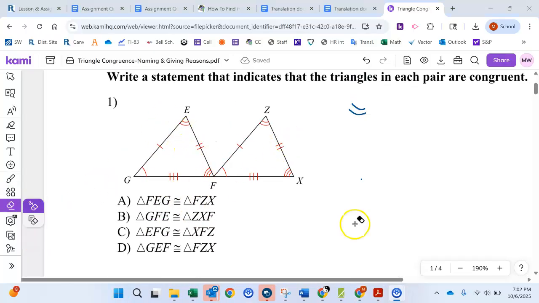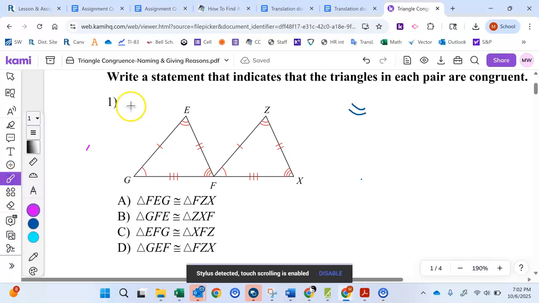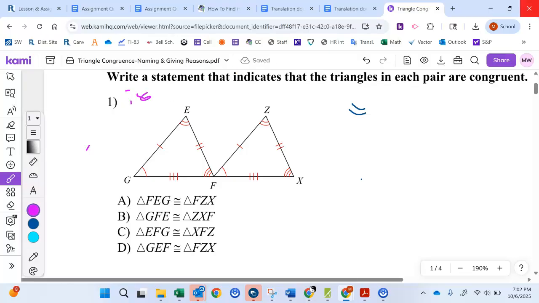Okay, so to match it up, this one right here says FE. Here, let me do this. There we go. Is this working? Okay, let's see if this is working. Good. Okay, so this says FE.